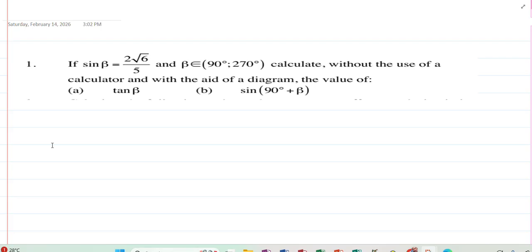So the very first question that we are going to be dealing with is Pythagoras problems. So now let us look at this question here. It says that if sine of beta is equivalent to 2 square root of 6 over 5 and beta is an element of 90 and 270, calculate without the use of a calculator and with the aid of the diagram the value of the following. So they will first want the value of the tangent of beta, and secondly they want sine of 90 degrees plus beta. So now how do you answer the question?